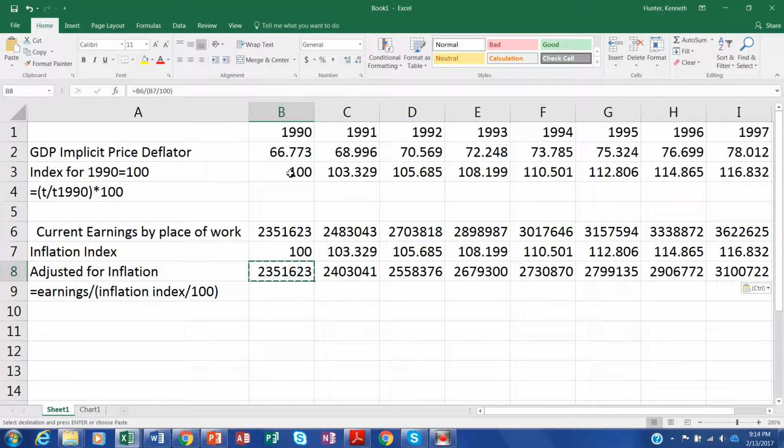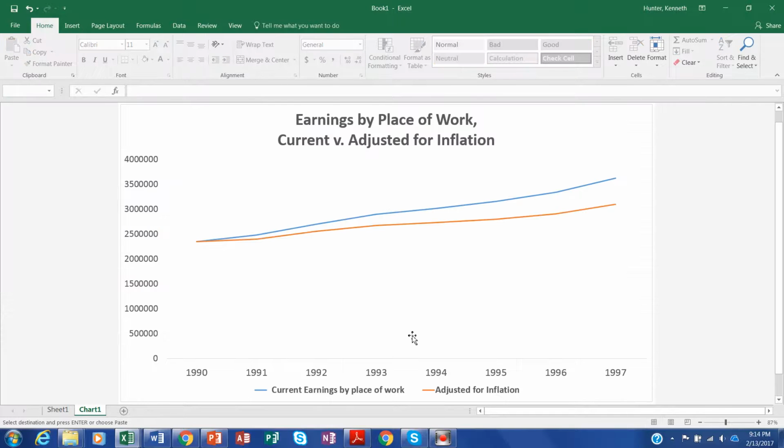As you can tell, when you adjust for inflation, you're looking at it from a real value perspective, and so the numbers are lower because you're comparing over time. Another way to look at it is to look at this chart here. You see the blue line, which is the current earnings for each year in current dollar amounts, and then when you adjust for inflation to show the real value over time, you see that number continues to increase, but at a slower rate.